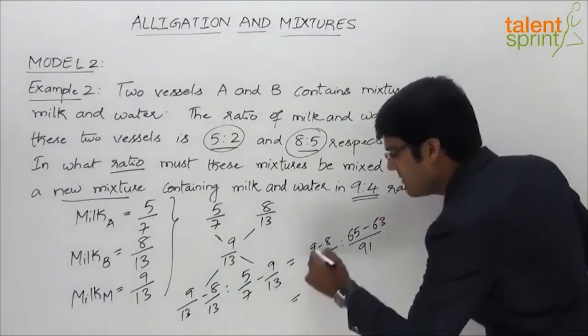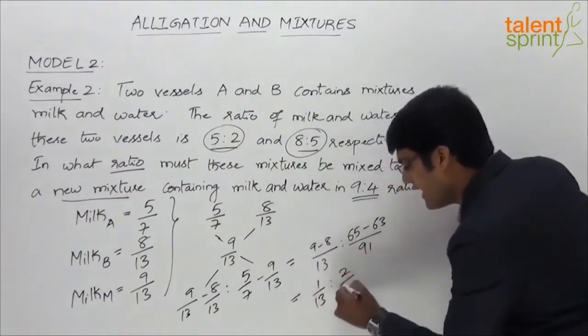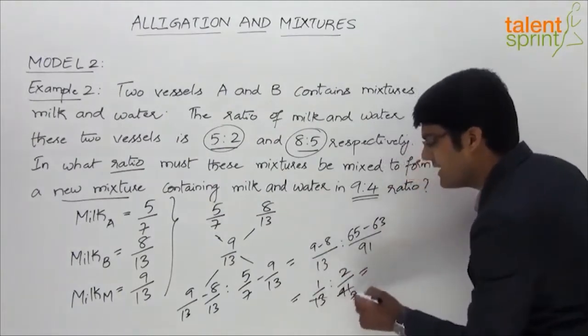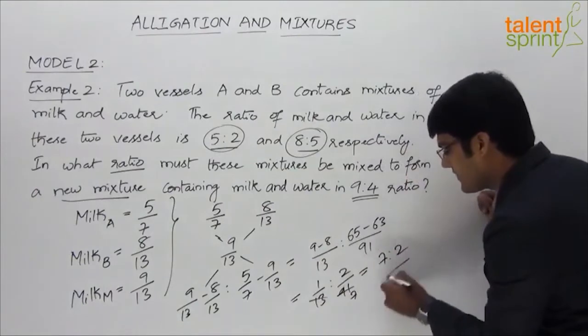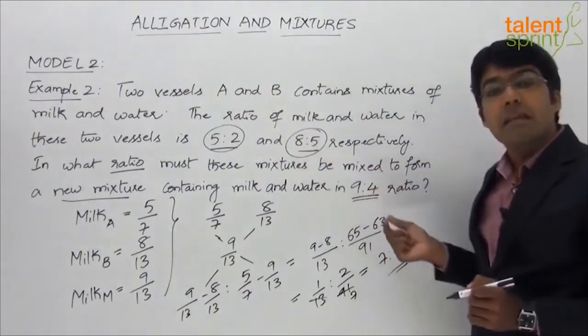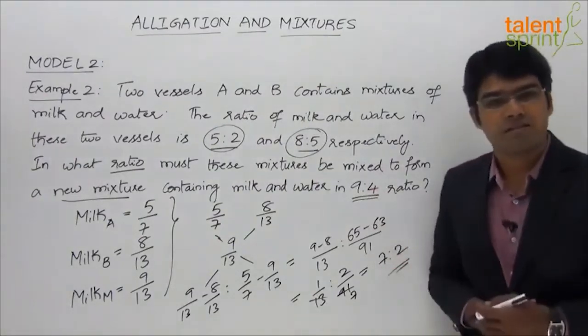So the final answer will be 9 minus 8/13, that is 1/13 is to 2/91. So 13 again goes 7 times here. So finally it can be taken as 7:2. So the ratio in which the two mixtures of vessel A and vessel B must be mixed is 7:2. So 7:2 is the final answer for this question.